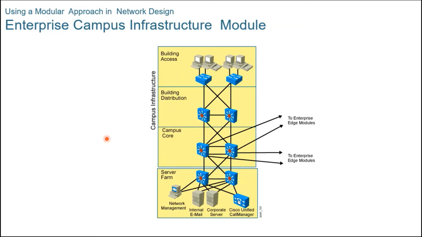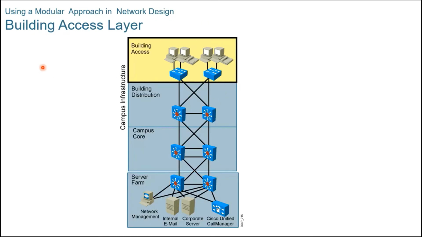Okay, so basically, you've got the building access layer, you've got the building distribution layer, and you've got the campus core layer. So take note that in most general model, the building access layer uses layer 2 switching, and the building distribution layer uses layer 3 switching or the multi-layer switching. Building access layer. So the building access layer located within a campus building aggregates end users from different work groups and provides uplinks to the building distribution layer.